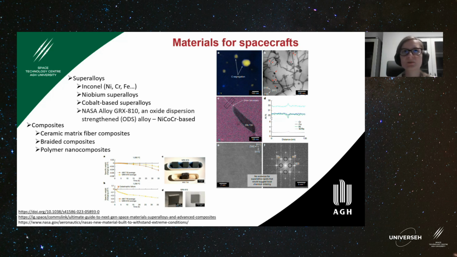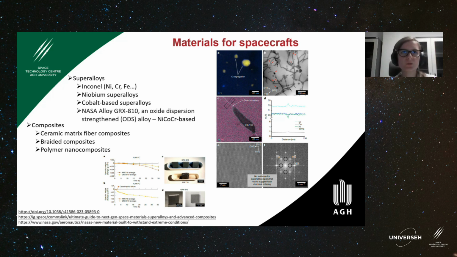Regarding materials for spacecrafts, I mentioned before the possibility of using regolith along with superalloys, and the best known superalloy is called Inconel. Its history dates back to 1935. So it first was used in aerospace industry, which naturally spread into space industry. There are various subtypes of this Inconel alloy.